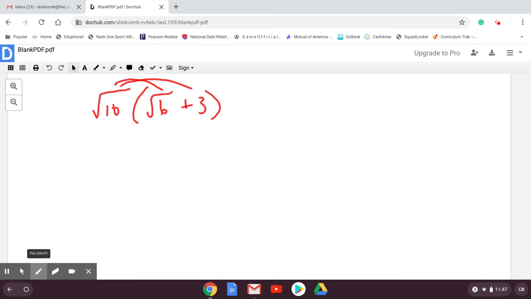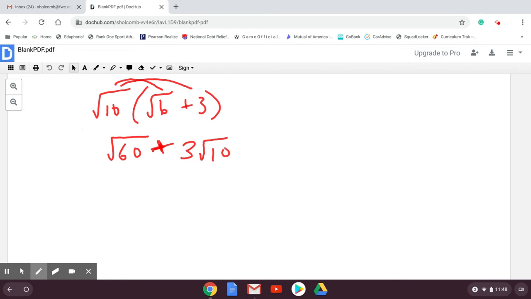So what's the square root of 10 times the square root of 6? When we multiply radicals, we combine the radicals and deal with them like regular numbers. So 10 times 6 is 60. It stays in a radical. And then what's the square root of 10 times 3? Well, 3 is a regular number. So there's nothing much we can do there other than to just put 3 times the square root of 10.